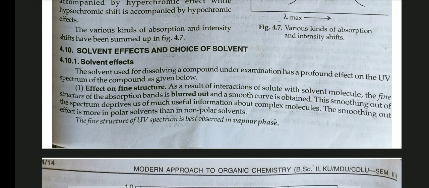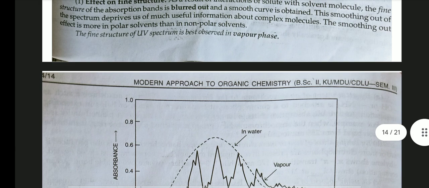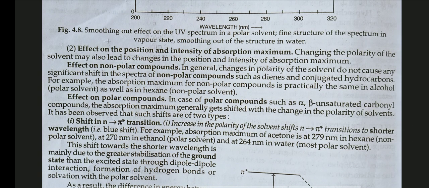The fine structure of UV spectrum is best observed in vapor phase. Effect on the position and intensity of absorption maximum. Changing the polarity of the solvent may also lead to changes in position and intensity of absorption maximum. Effect on non-polar compounds. In general, changes in polarity of solvent do not cause any significant shift in the spectra of non-polar compounds such as dienes and conjugated hydrocarbons. For example, the absorption maximum for a non-polar compound is practically the same in alcohol as well as in hexane.